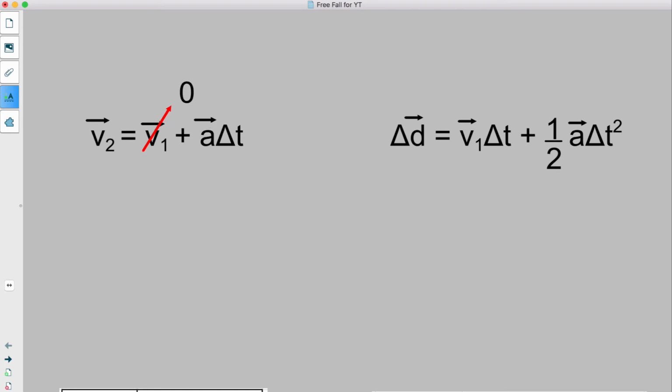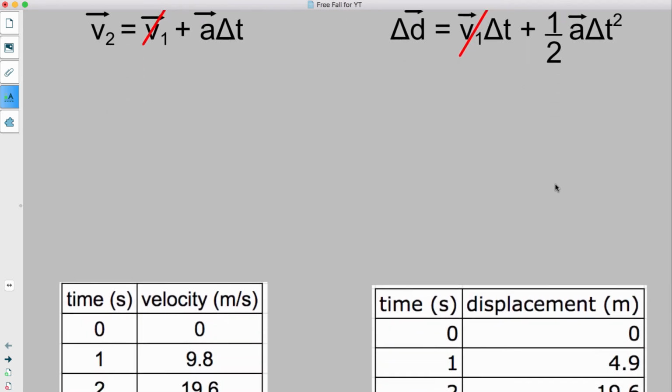And we also have a kinematic equation for displacement. And again, because we're dropping it from rest, the first term is also going to be a 0. So I've already gone ahead and done the calculation using times from 0 seconds up to 10 seconds for the velocity of the object and for the displacement. And here's the chart.